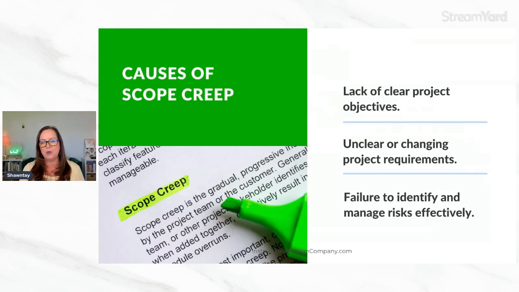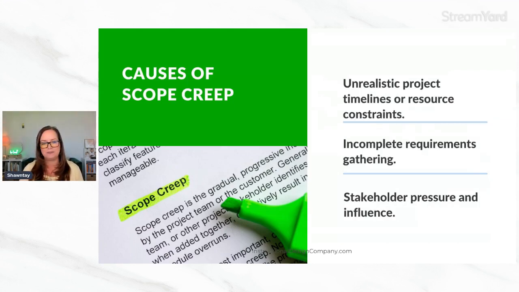Another cause of scope creep here is failure to identify and manage risk effectively. A lot of times when we're starting out with a project, we know that there are some risks. And so we want to make sure that we document those, because if we fail to acknowledge those and we encounter them later, then we're going to be spending time adding scope to address those things.